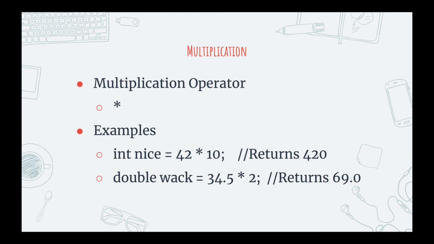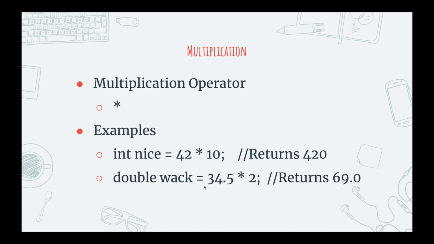The multiplication operator allows us to do multiplication in Java, and we use the asterisk sign. So examples: integer nice is equal to 42 times 10, ending that with a semicolon. 42 times 10 is equal to 420. Therefore, 420 gets stored into nice.